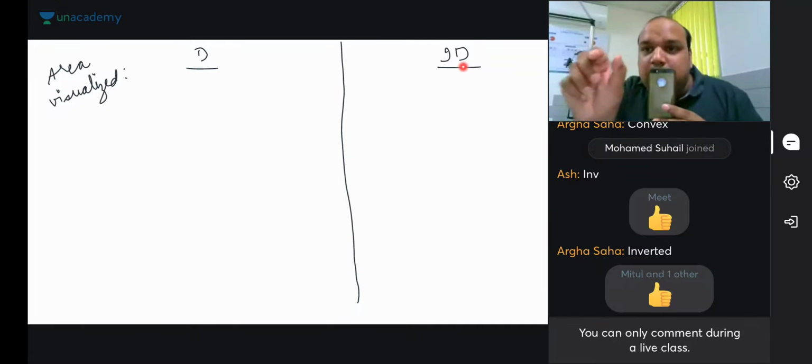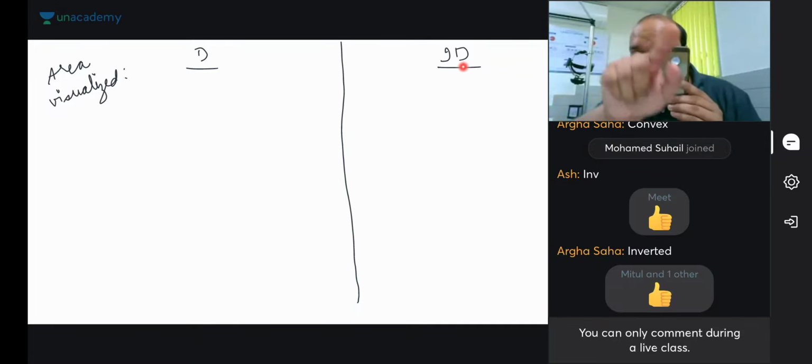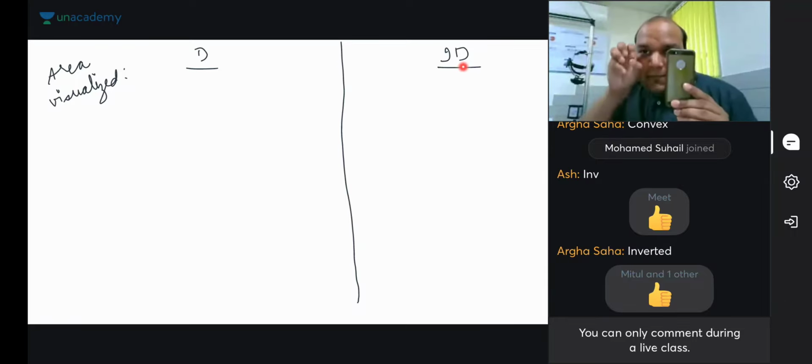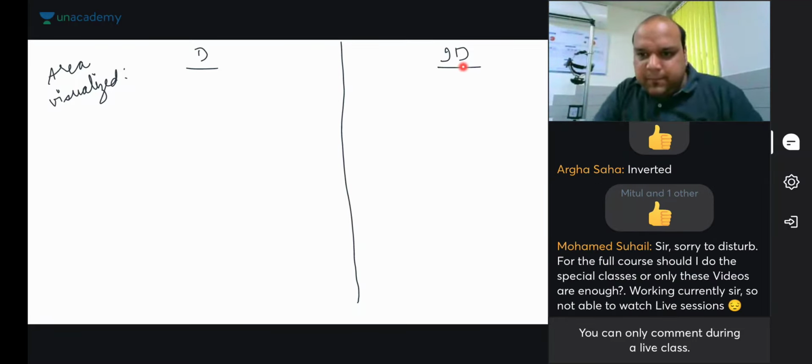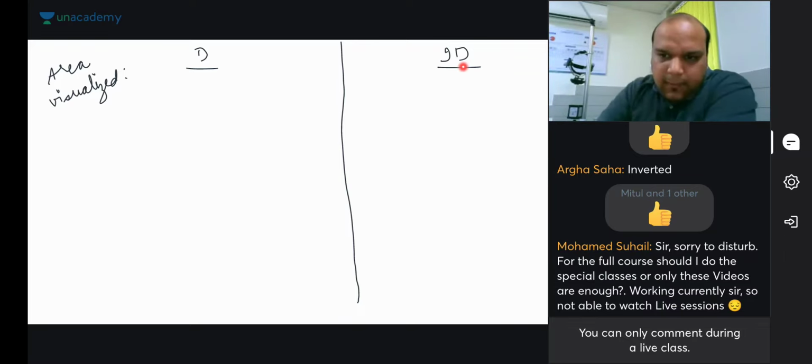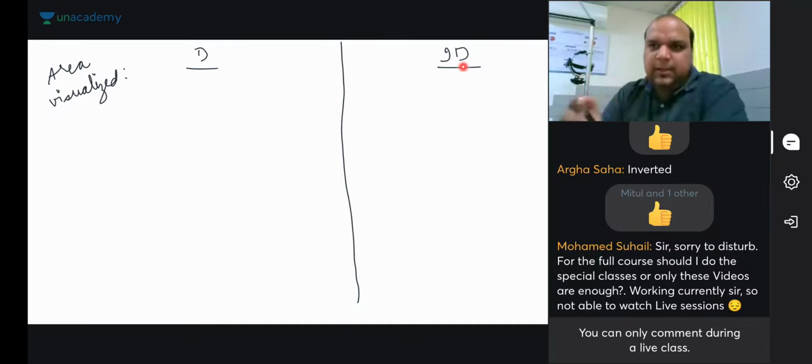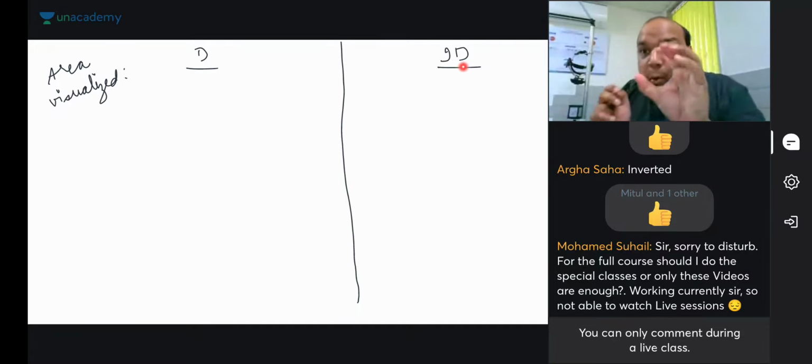But if I want to click only the photograph of my eye, then I will have to zoom onto my camera. That means I will have to increase my magnification. If I increase the magnification, the area of view will become small. You understand? So basically the area visualized is opposite to the magnification. The smaller the magnification, the larger the view. The more the magnification, the smaller the view.